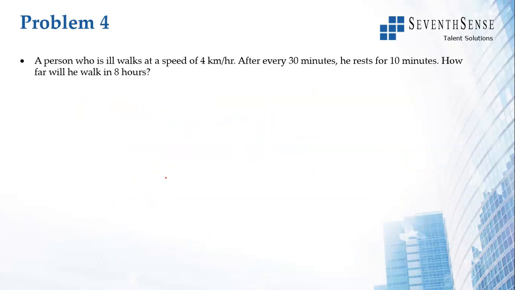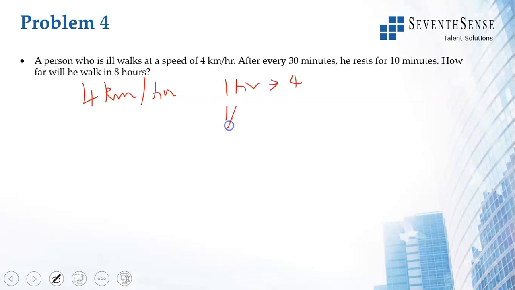This problem says a person who is ill walks at a speed of 4 kilometers per hour. But after every 30 minutes, he is resting for 10 minutes. So if his speed is 4 kilometers per hour, in 30 minutes, how much is he covering? In 1 hour, he is doing 4. In half an hour, which is 30 minutes, how much is he covering? He is covering 2.